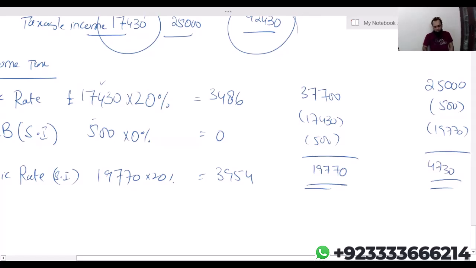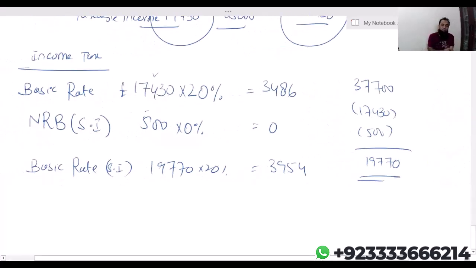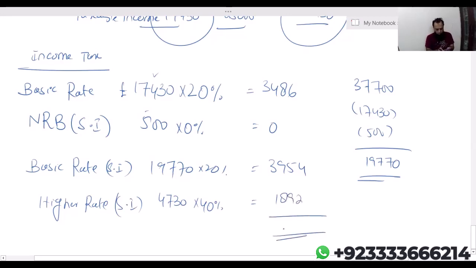The total taxable income for saving is 25. Still, we need to tax 4,730. And that falls in high rate band because basic rate is fully utilized. Higher rate, saving income, 4,730. Applicable tax rate is obviously 40%. I'm getting 1,892. Less 3,954 plus 3,486.